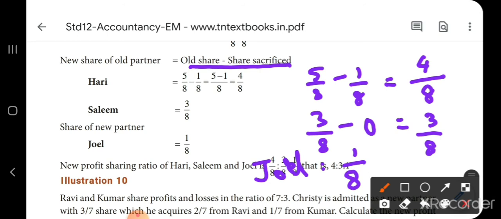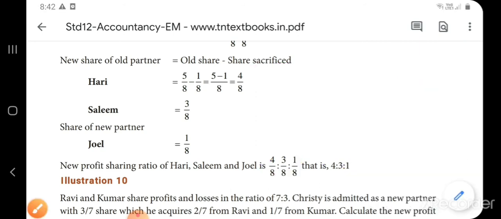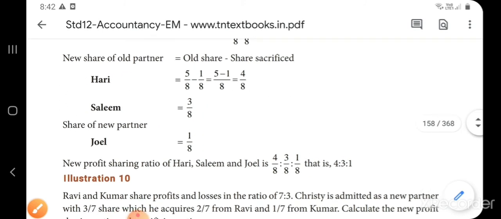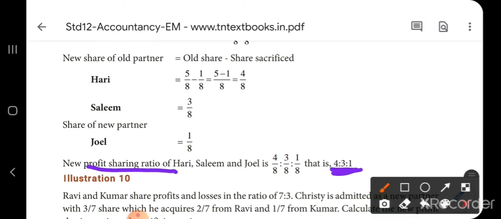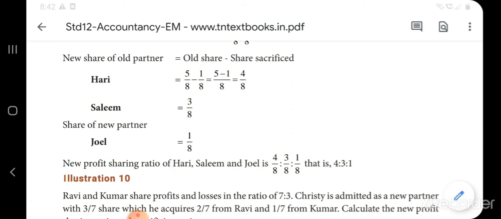All the denominators are the same, so you will take 4:3:1. This is the new profit sharing ratio of Hari, Salim and Joel. Okay, so you will write new profit sharing ratio 4:3:1.